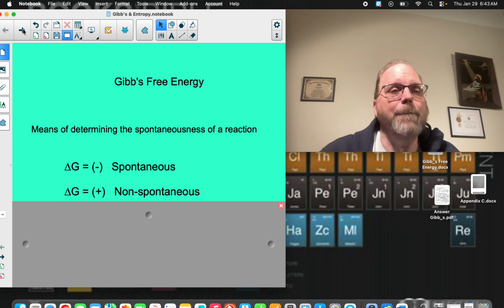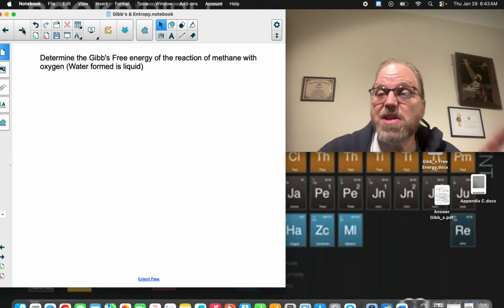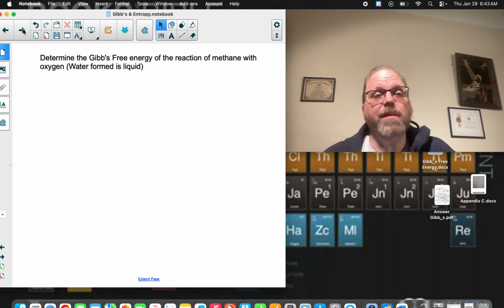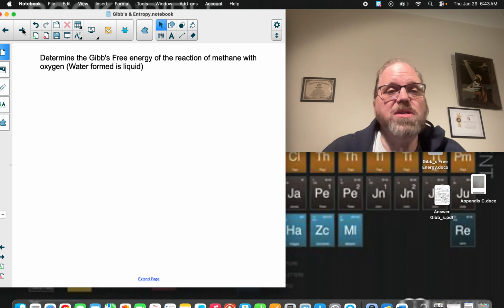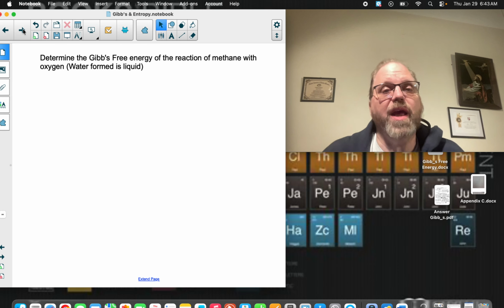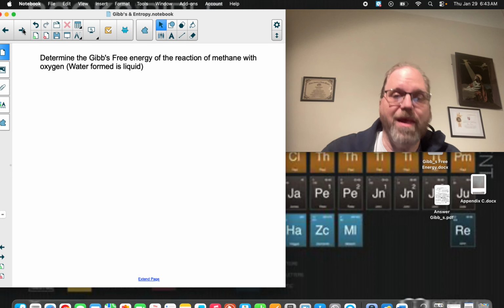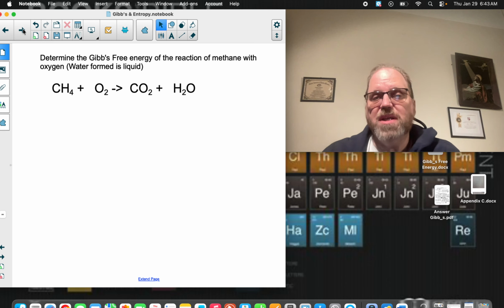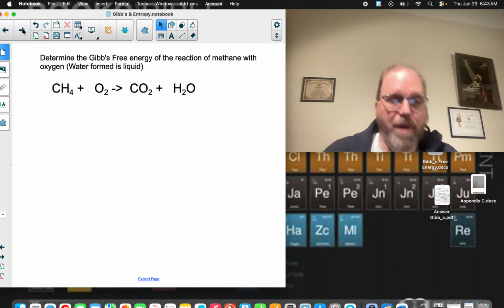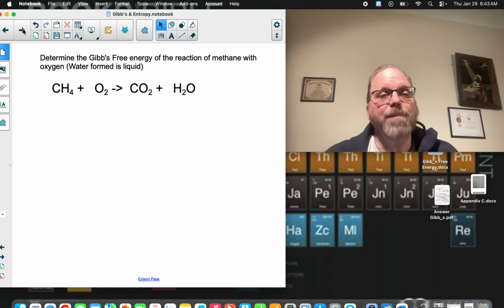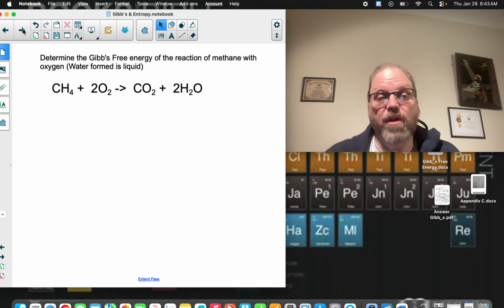All right, now we're going to use Hess's law. So let's show what we're talking about here. Let's determine the Gibbs free energy for the reaction of methane. We'll keep it easy with oxygen. Methane, you should know, is CH4, plus O2, a combustion reaction, generates carbon dioxide and water. Balancing it up, we put a 2 in front of the oxygen and a 2 in front of the water.